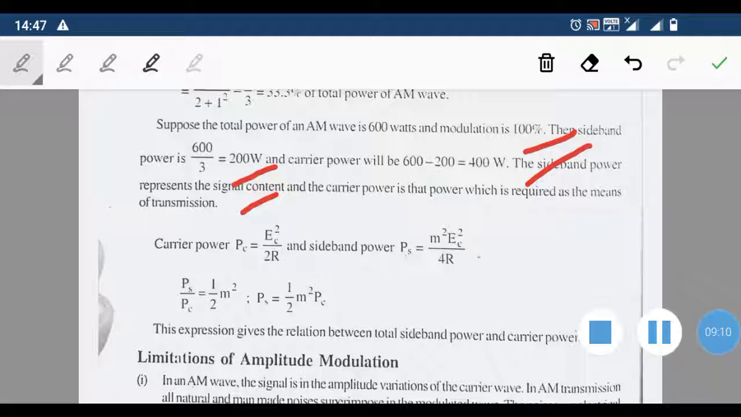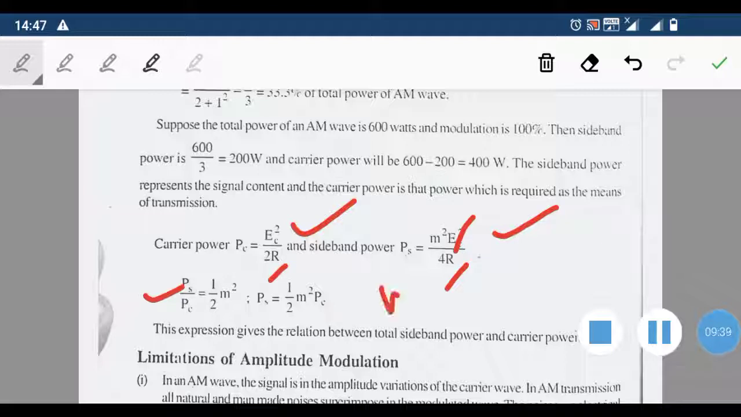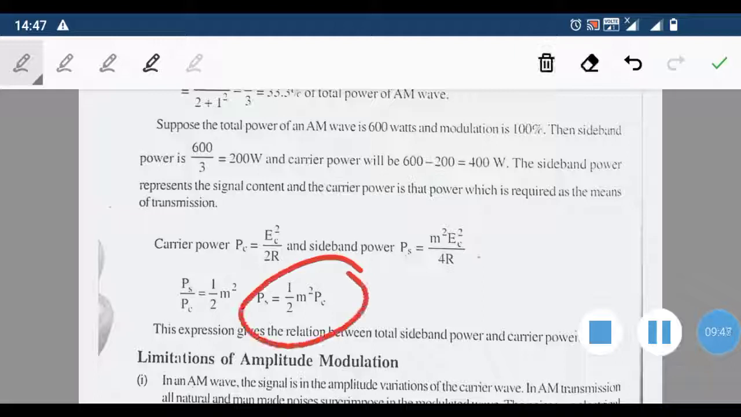Then the remaining 400 watt is included in the carrier. So the sideband power represents the signal content, and the carrier power is that power which is required as the means of transmission. Now suppose we take the ratio of PS by PC. So PS is m square AC square by 4R and PC is AC square by 2R. Dividing these two quantities, we can cancel AC square divided by 2R, then the remaining factor will be equal to m square divided by 2. So PS by PC is equal to half m square, or PS will be equal to half m square PC.